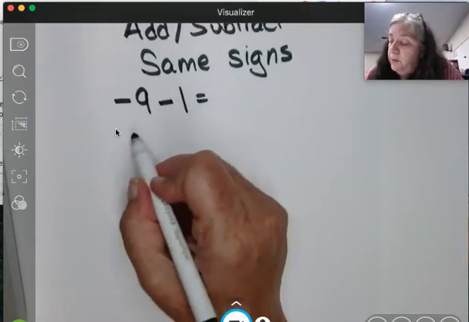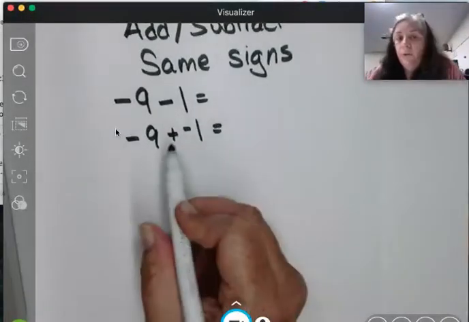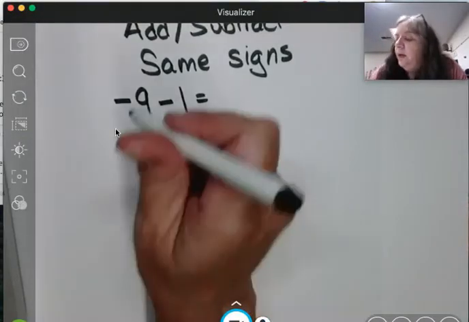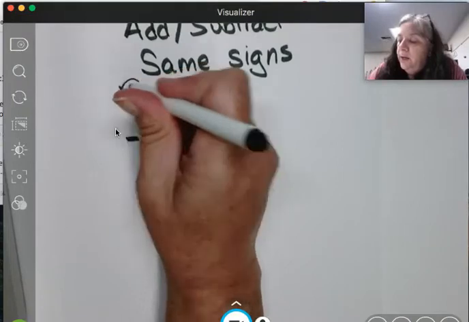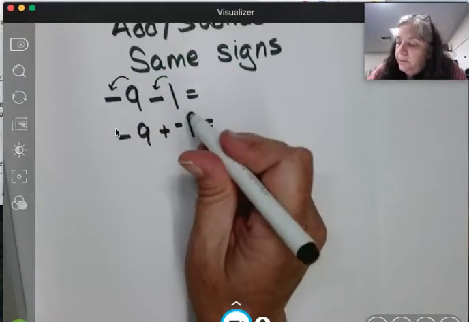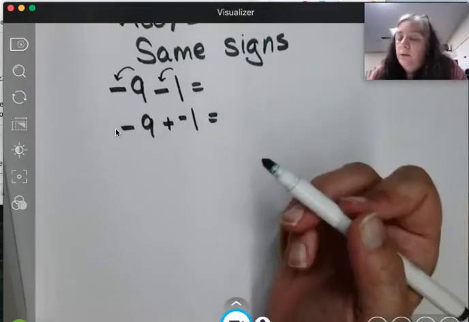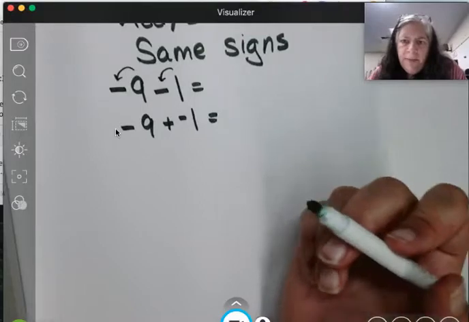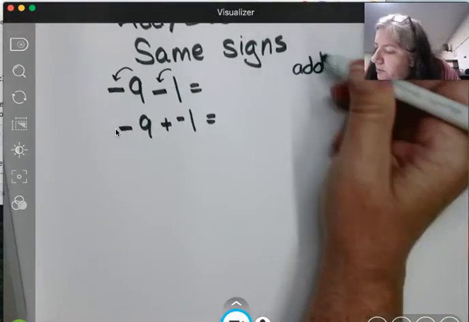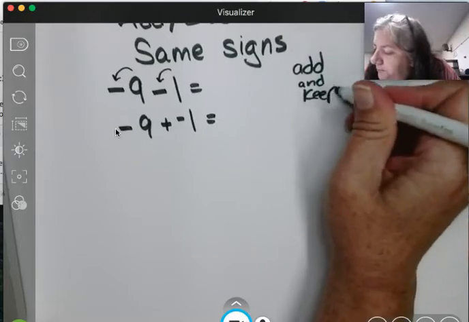Another situation would be -9 plus -1. Those are the same signs. I have a -1 and a -9. How do I know? I look directly to the left of the number. Directly to the left. And if you have the same signs, then you just add them together and keep the sign. That's it. Same signs. You add the two numbers and keep the sign.